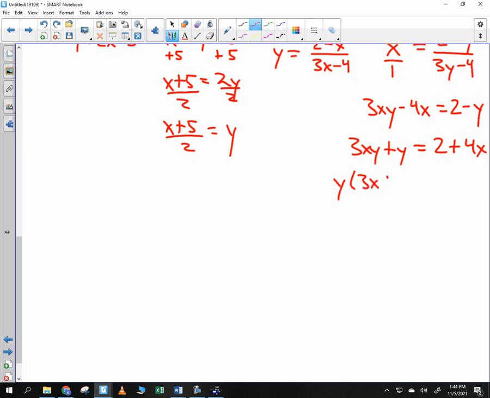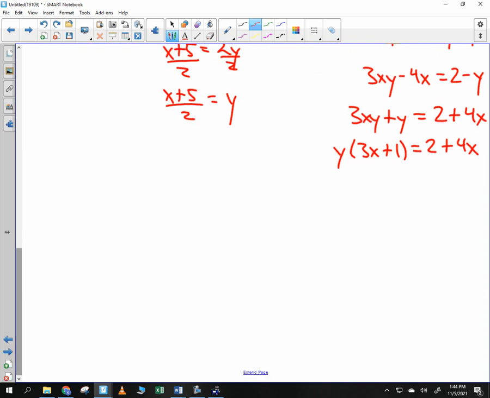Some of you did it correctly on the test. Some of you did not. I've isolated the y. What do I do now? So y is equal to 2 plus 4x divided by 3x plus 1. The difference was earlier this year you weren't solving for y. You were solving for x. Well, now you're solving for y. So can you see that people will make that mistake on the test? Yeah.